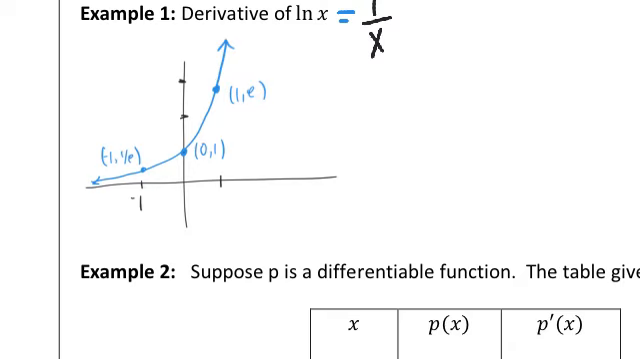ln x is the reflection of this across the line y equals x, which means every ordered pair gets swapped. So you have 1, 0, and then you have e comma 1. So I go out about 2.7 and up 1. And then 1 over e, which is about 0.4, and I'll be down at negative 1, right? So just remember those, and you get a pretty decent graph of e to the x and ln x. e to the x has a horizontal asymptote on the x-axis. ln x has a vertical asymptote on the y-axis. Okay, so these are inverse functions.